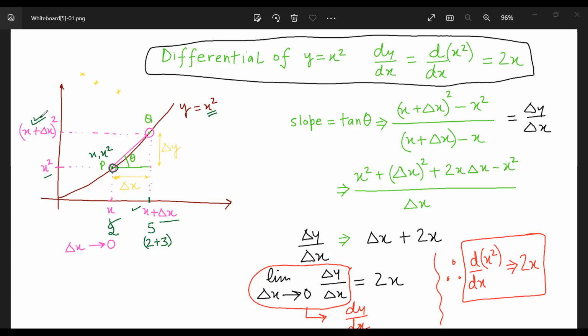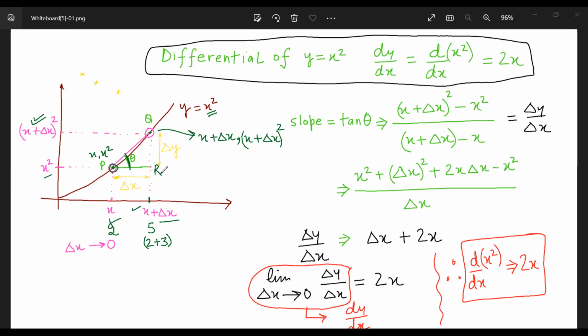Now is it making sense that this point would be x plus delta x comma x plus delta x whole square? So we have 2 points on this graph. One is a point P and another is a point Q. Now I want to find the slope of this line PQ, of this triangle PQR. Let me call this PQR. Is it making sense?